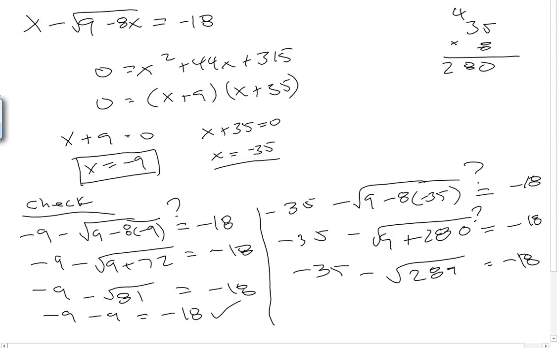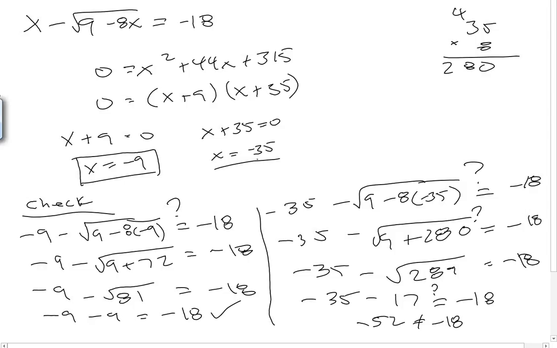But look at your list of squares and find out what is the square root of 289. It's just a little bit bigger than 324 was. Turns out it's actually 17. And here's where you see that it doesn't work. Negative 35 minus 17, that's a bigger negative number. I have to add them together. I get negative 52. It does not equal negative 18.